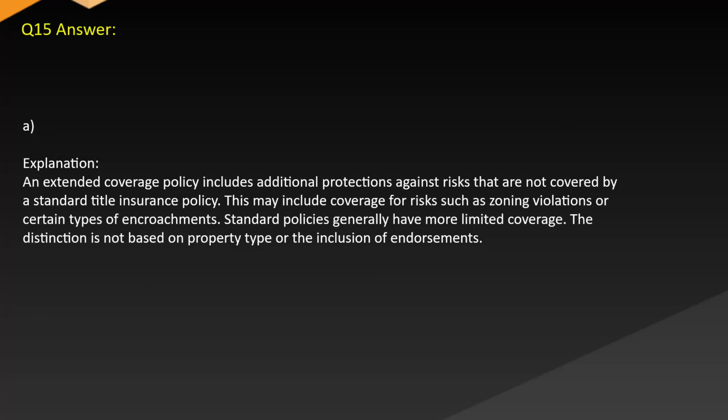Answer A. Explanation. An extended coverage policy includes additional protections against risks that are not covered by a standard title insurance policy. This may include coverage for risks such as zoning violations or certain types of encroachments. Standard policies generally have more limited coverage. The distinction is not based on property type or the inclusion of endorsements.